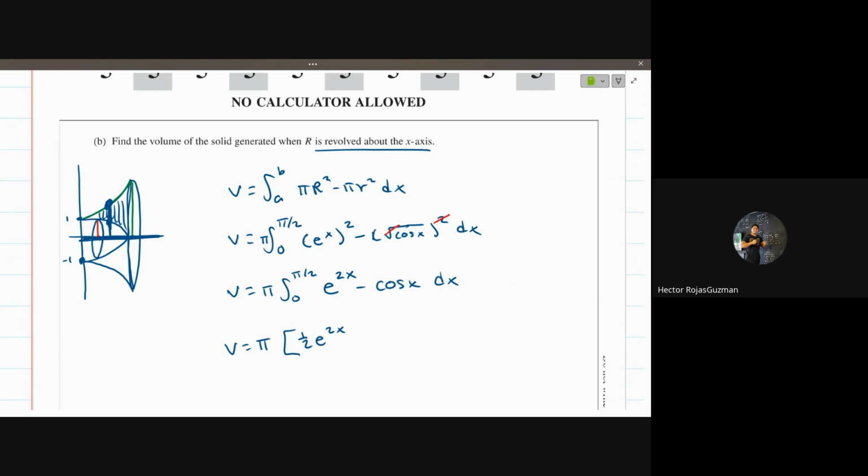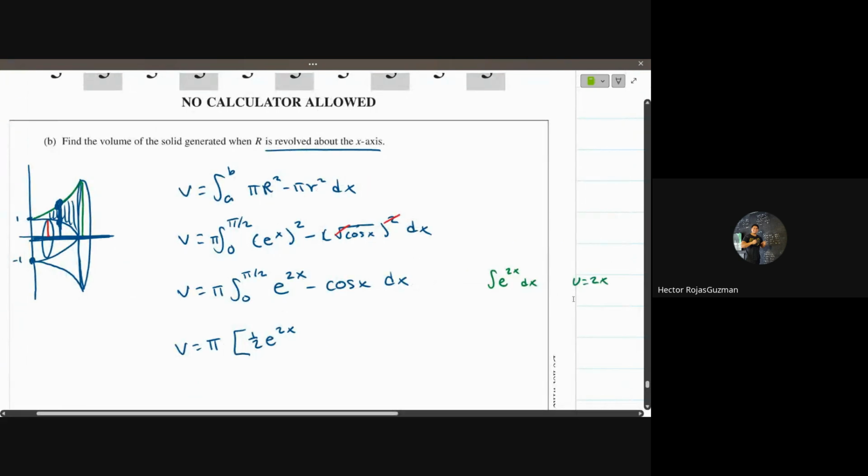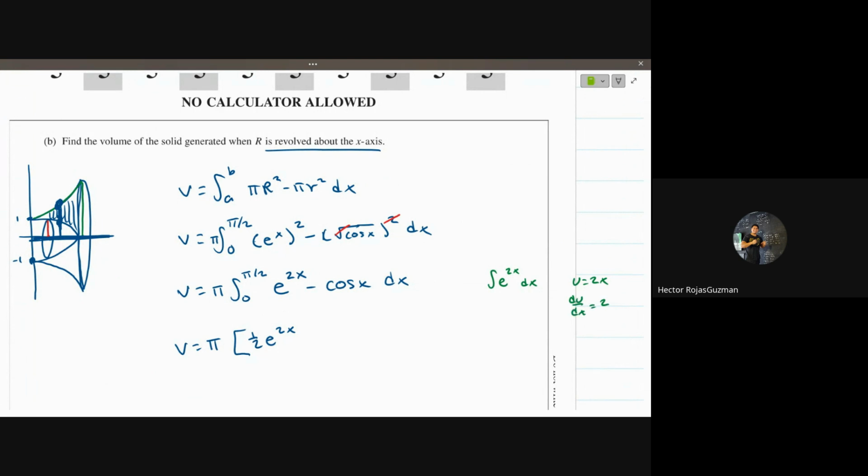And if all that confuses you, then just go ahead and do u substitution, where u is equal to 2x, du dx is equal to 2, du is equal to 2 dx, 1/2 du is equal to dx. So then this integral becomes e to the u times 1/2 du. Thus, the antiderivative is 1/2 e to the u. Okay, the antiderivative of cosine is sine. And all of that's going to be evaluated from 0 to pi over 2.